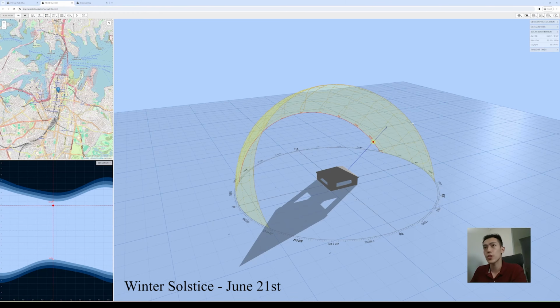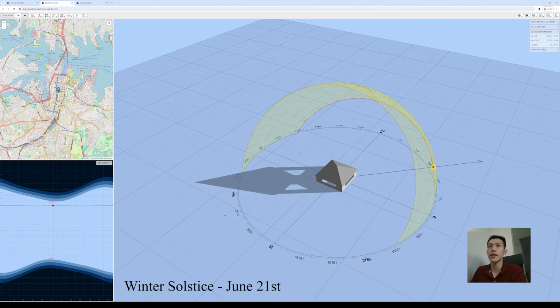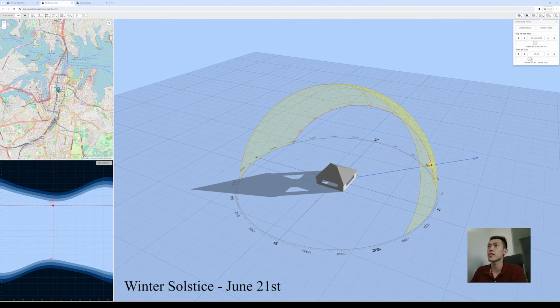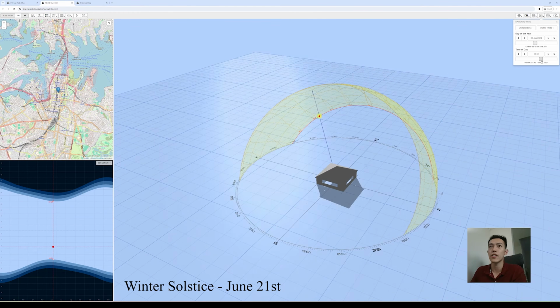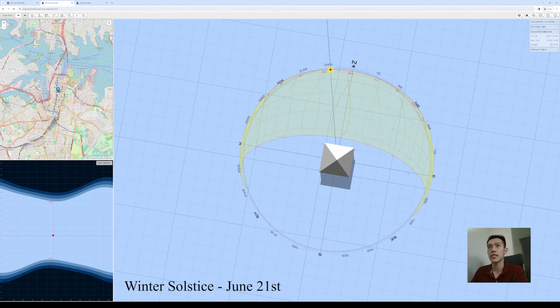Now for those of you that live in the northern hemisphere, bear with me, I'll get to you, but just know that in the southern hemisphere, the sun shines from the north most of the time. And it's the opposite in the northern hemisphere, it shines from the south most of the time. You can see that the sun rises around the northeast and then also sets around the northwest. So let's animate that. There we go. So that's how the sun moves during the winter solstice.